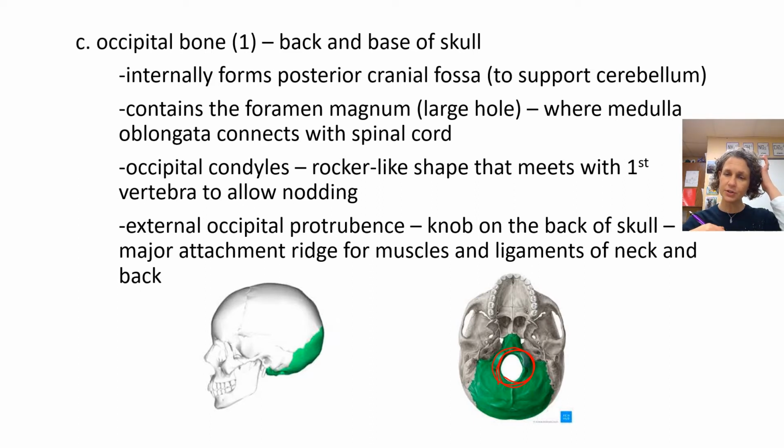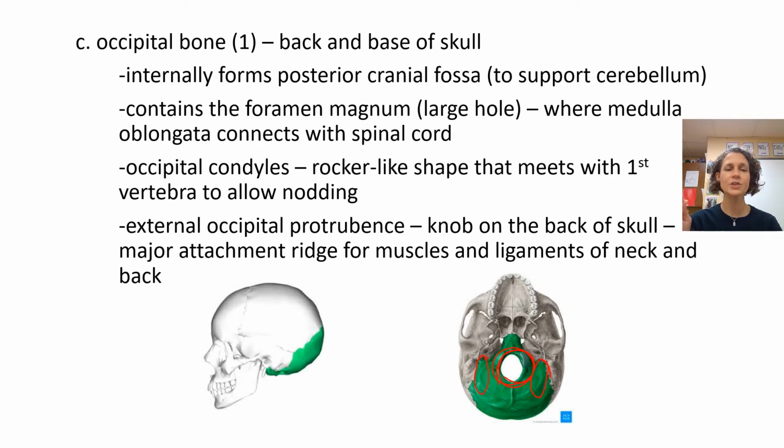You also have externally the occipital condyles, and these are little rocker-like shapes. They meet with the first vertebrae in your spine, and they allow your head to nod. And so that back and forth movement, there are little nodules right here that are the occipital condyles.